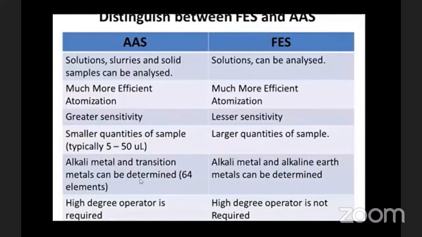Along with alkali metals, transition metals can also be determined with the help of atomic absorption spectrophotometer, whereas only alkali and alkaline earth metals can be determined with the help of flame photometry. In case of AAS, a skilled operator is required, whereas in flame emission spectroscopy, a highly skilled operator is not required. So anyone can easily operate flame photometry, but a skilled operator is required for atomic absorption spectroscopy. So these are some distinguishing points between atomic absorption spectroscopy and flame emission spectroscopy.